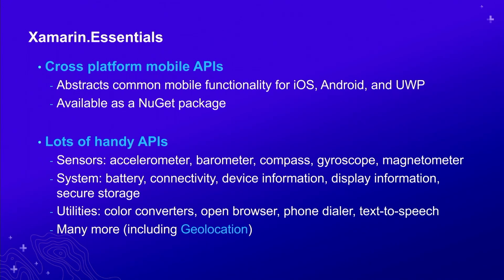And I've given you just a sampling of some of the handy APIs. There's a whole bunch there. This is just some of the highlights. All the different sensors that might be available on the device, like gyroscope, compass, and so forth. System information, you know, the device display information or basic device information that you might need. A lot of utilities like color converters. We'll use this one, Open Browser, that opens a browser cross-platform, just uses whatever the system default is to open up a URL. And geolocation is one as well. We'll take a quick look at that. Since we have ArcGIS Runtime, we don't really need to worry too much about getting geolocation from elsewhere.